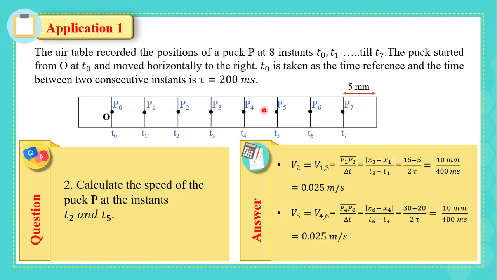Similarly, V5 is equal to the average speed between the instants 4 and 6. Also, by replacing each value, we obtain 0.025 meter per second.